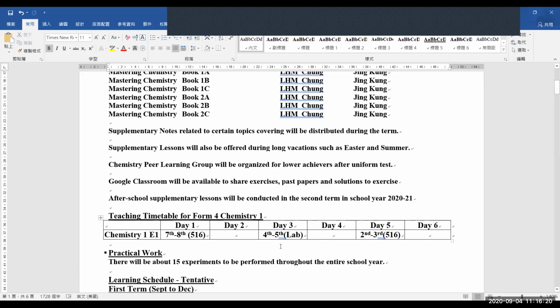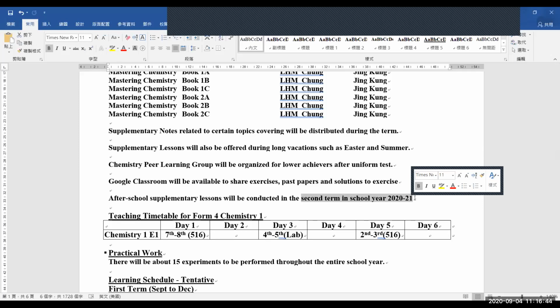And in case somebody has concerns about the after-school supplementary lessons, because of the epidemic situation, it's quite hard to have it for the time being. But it is planned to have it in second term. Okay, in second term next year. It is 2021. Okay, you get my point.